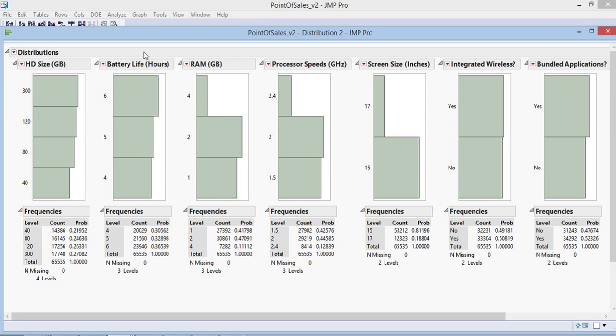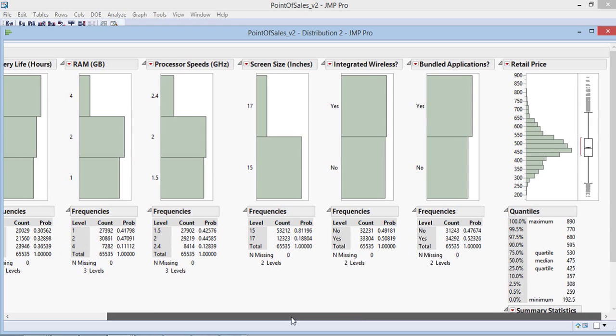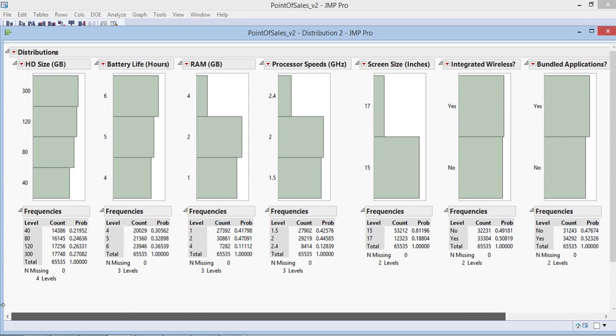So now we can see all these are the laptop components, and then we also included the retail price, and it also can be seen that the retail price is following a normal distribution. And at one glance, we can observe the most and the least popular components. So for the HD size, we can see that 300 gigabyte is the most popular one overall, while the 40 gigabyte is the least popular.